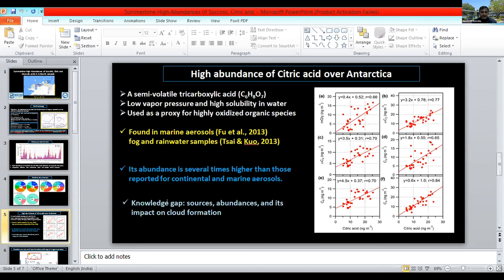Still in the literature, there is a significant knowledge gap of their sources and abundances and their impact on cloud formation. And one more important point is the formation of citric acid, which we assign to the biogenic emissions based on the correlations, based on the linear relationship between some chemical tracers. You can see here citric acid showed a good relation with the C4 diacid as well as the omega C2 diacid, which indicates that the formation of citric acid may be associated with the biogenic emissions.